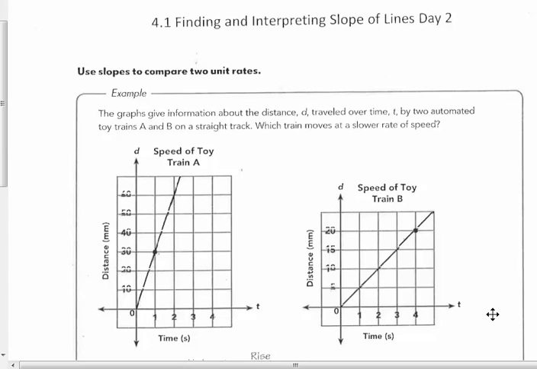We're going to continue our subject of finding and interpreting slopes. Today's notes you can find on page 5 in your purple packets, the unit packet that goes along with chapter 4, section 1 in the textbook. So, finding and interpreting slopes of a line, day 2.